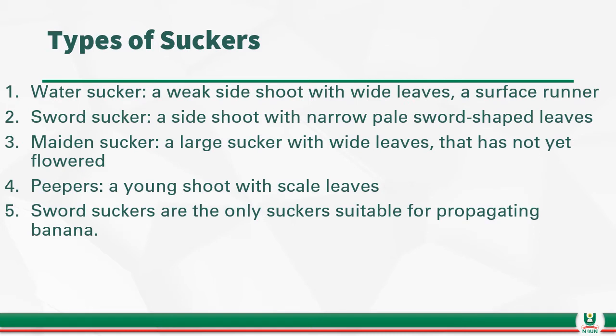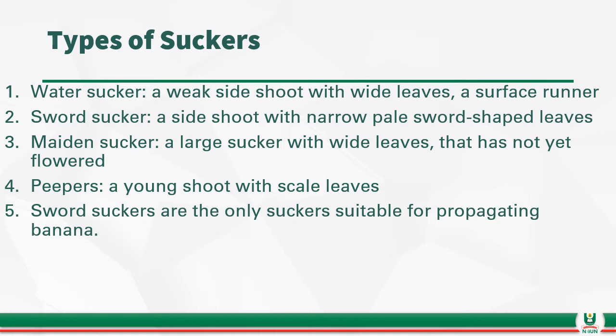There are different types of suckers though. We have the water sucker, which is a weak side shoot with wide leaves or surface runner. We have the sword sucker, which is a side root with a narrow pale sword shaped leaf. Then you have the maiden sucker. This is usually a larger sucker with wide leaves that has not yet flowered. And then you have the peepers, which are young shoots with pale leaves, and the sword sucker. I think this is a repetition, I'm sorry.